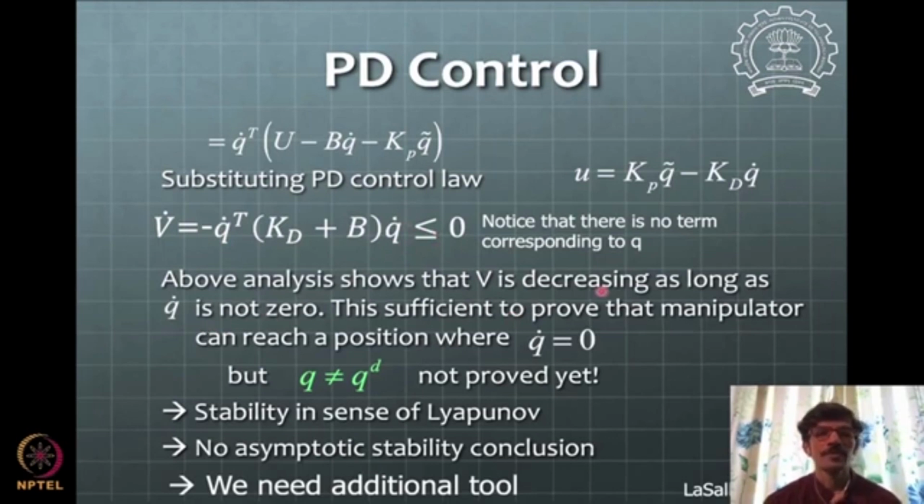So under this condition we can make q dot equal to 0, but q is not equal to q desired yet. So this is not proven yet. q dot equal to 0 means q tilde dot also will be equal to 0. To prove this we need some more tools. So this equation is giving just stability in the sense of Lyapunov and no asymptotic stability here. So we need some additional tool, and that tool is basically LaSalle's theorem.